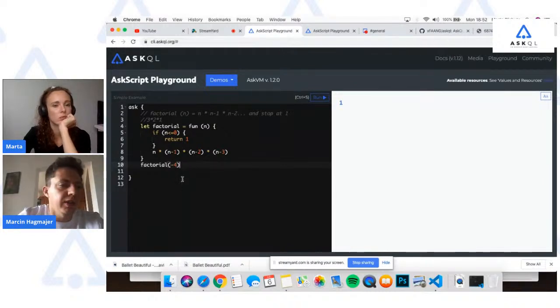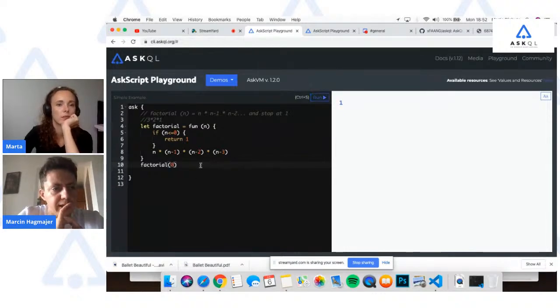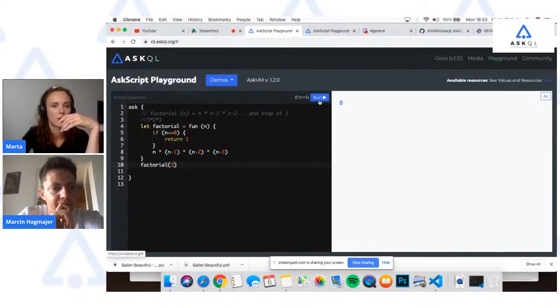Does it work for 0, you think? Does it work for 1, and so on? It should be 1 as well. Okay, so can you find a bug? Is there a bug? Well, that doesn't look right. Factorial of 1 should be 1.